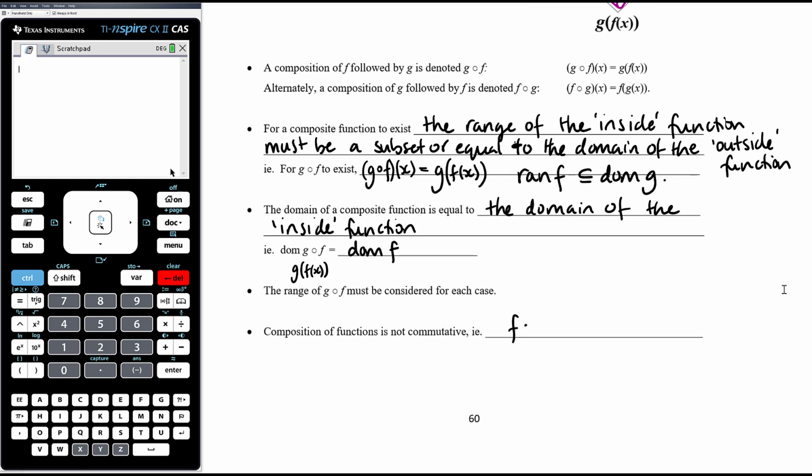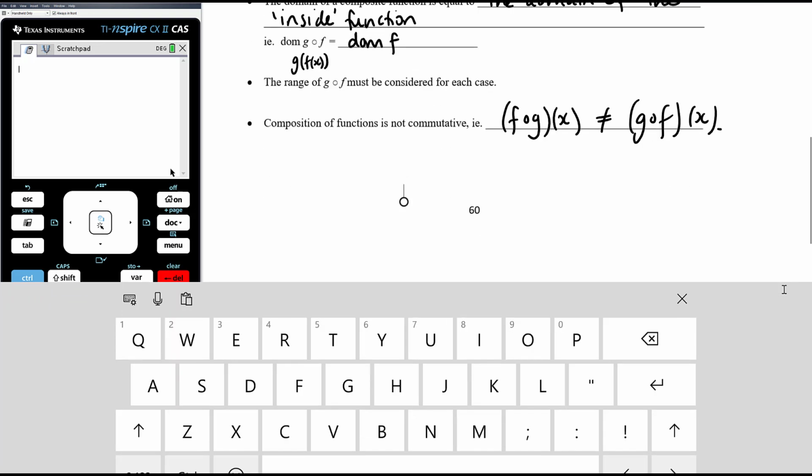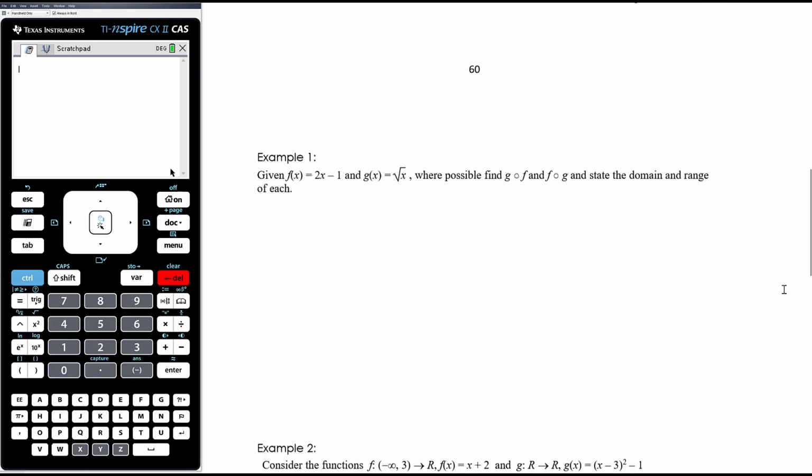That means that fog of x is not the same as GOF of x. In some cases one of those things might be possible. Fog might be possible, but GOF might not be possible, or vice versa. And certainly, even if they're both possible, we would get different rules. Let's work through some examples here.